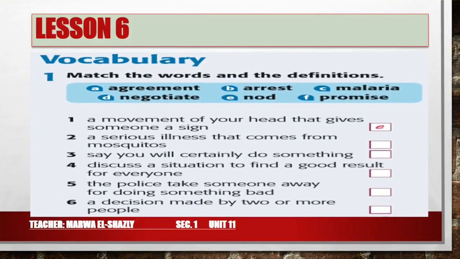Lesson 6. Vocabulary. Exercise 1. Match the words in the definitions. A. Agreement. B. Arrest. C. Malaria. D. Negotiate. E. Nod. F. Promise. 1. A movement of your head that gives someone a sign. Yes, nod, E. 2. A serious illness that comes from mosquitoes.